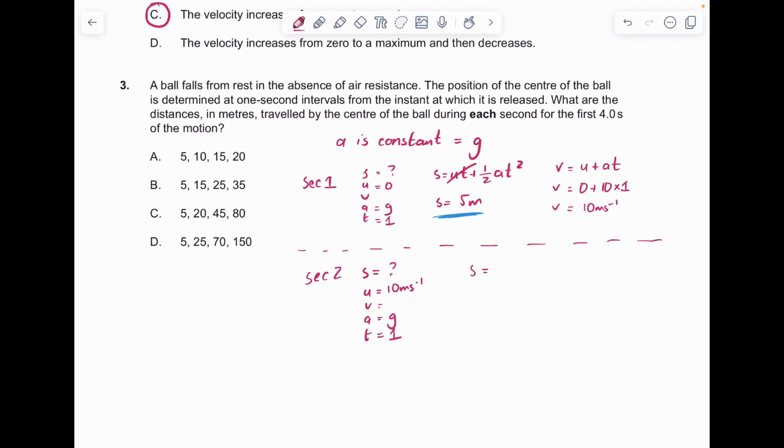So again, S equals UT plus a half AT squared. But now we're not starting from rest, so 10 times 1 plus a half times 10 times 1 squared, and that comes to 15 meters. So the answer is B. You could carry on and check the third second to make sure you're absolutely sure, but 15 meters is different to the other 3, so B.